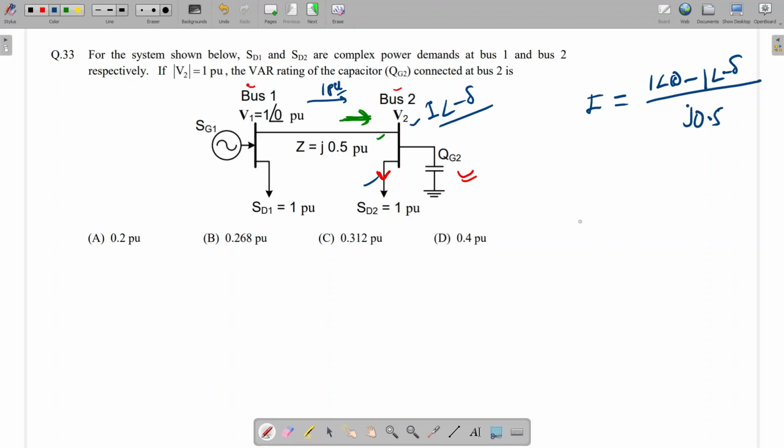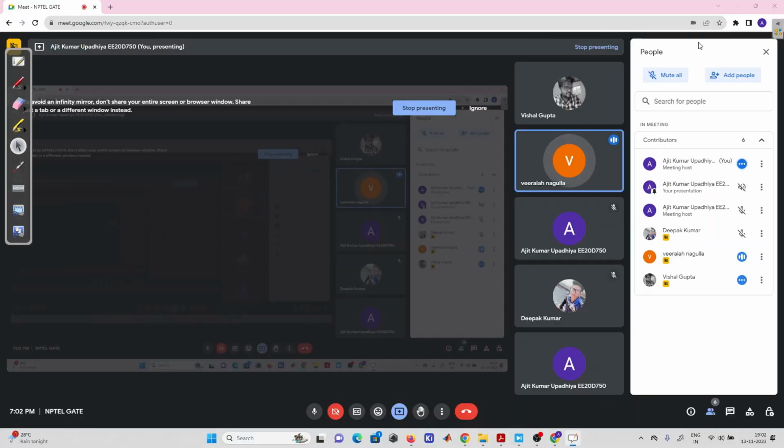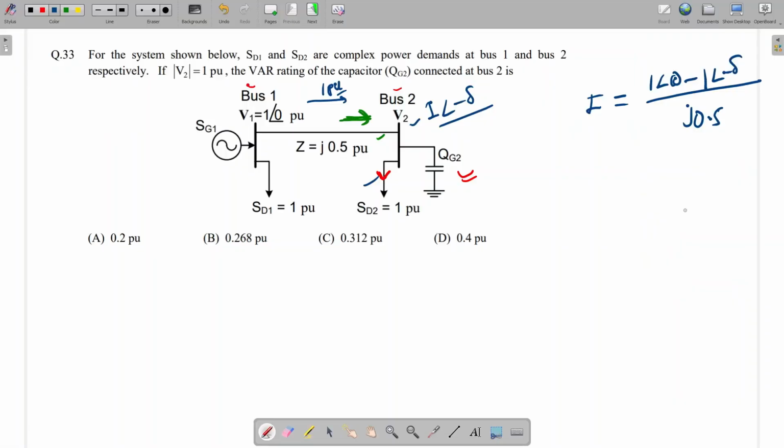Sir, your screen is not visible. Sir, visible, sir. Your screen is visible, sir. No problem. Visible. Not visible. Visible, visible, sir. Okay, okay, maybe my network. Visible, sir. Carry on. Go ahead, sir.